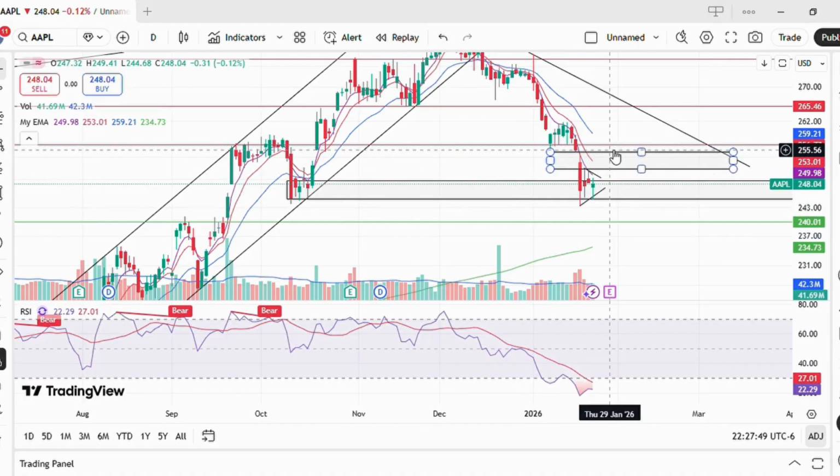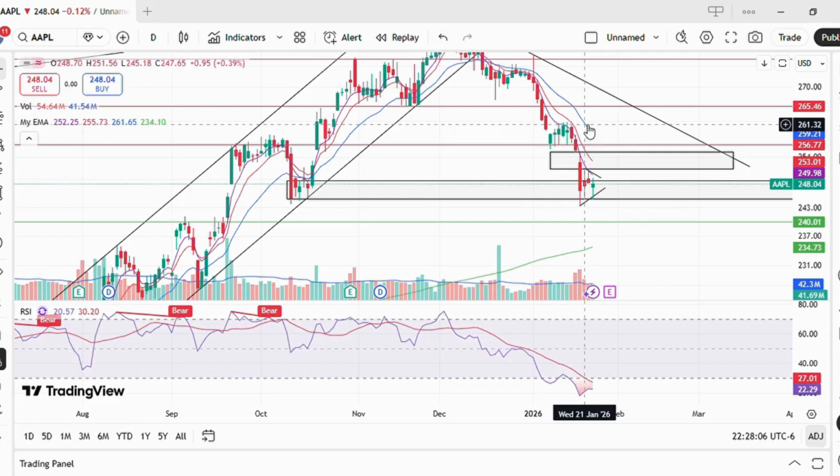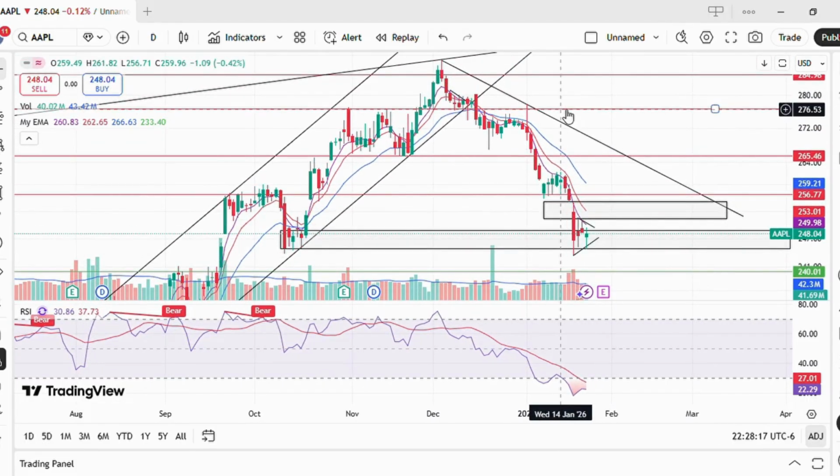If it breaks this bearish fair value gap and closes above, then we may look for buy opportunities. Ideally it has to break this lower high structure to see a change in trend. We also have this trend line resistance.